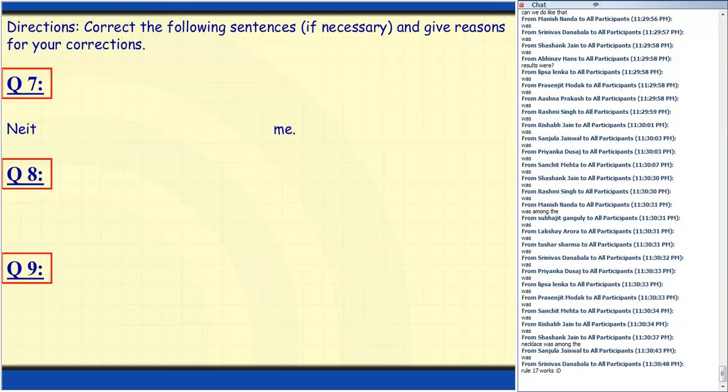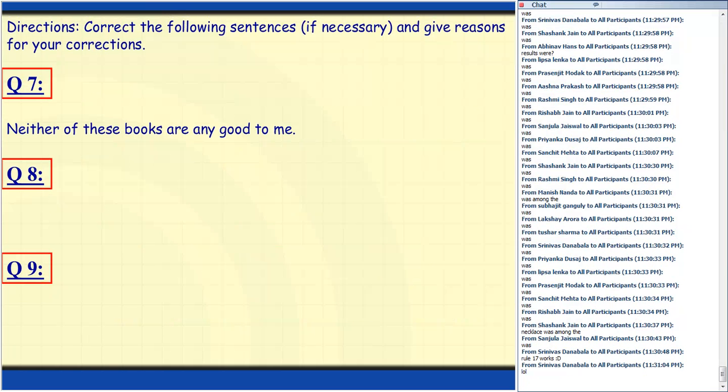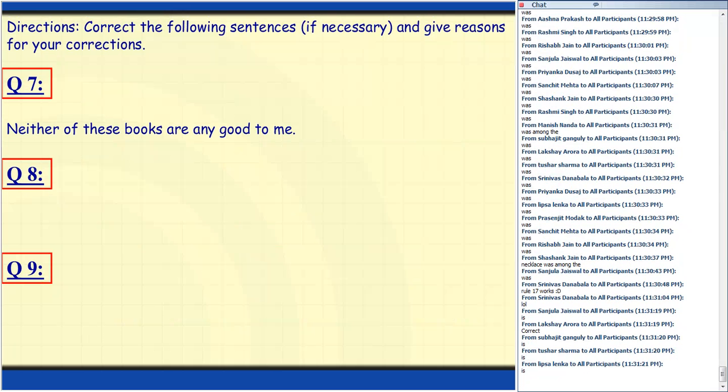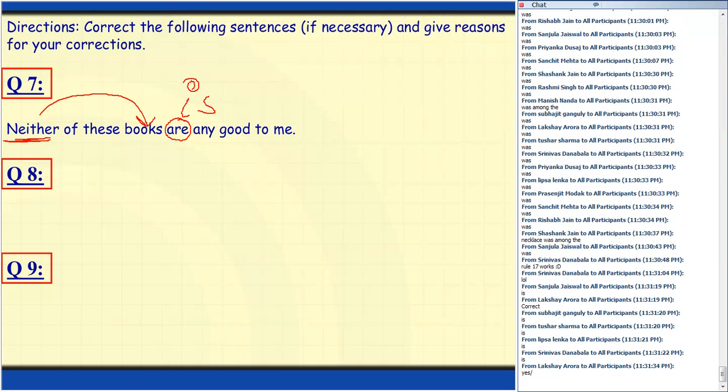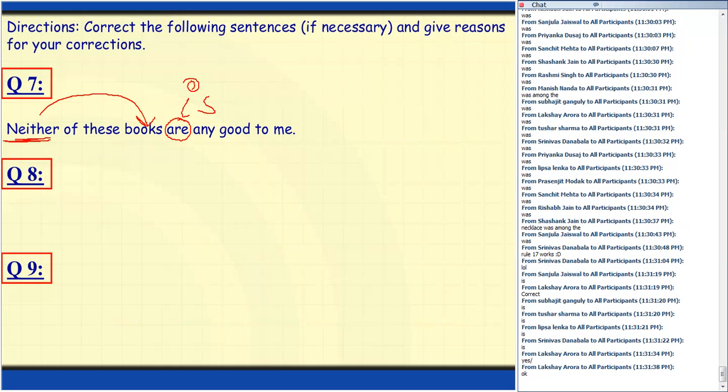Number 7. Lakshya, it's not correct. Whenever each, every, neither or either comes before the subject, then the verb will be singular. So neither of these books is any good to me, not are any good to me.